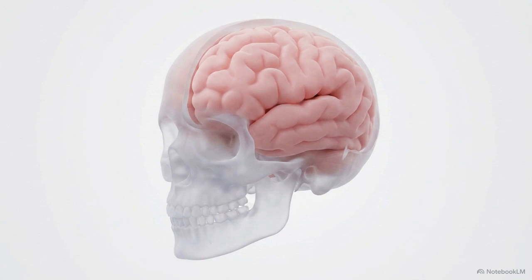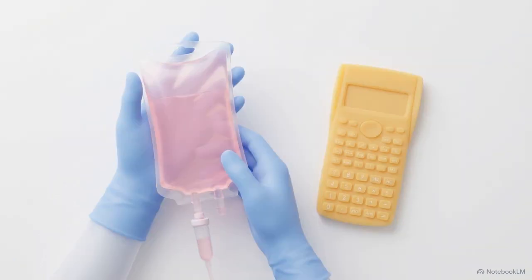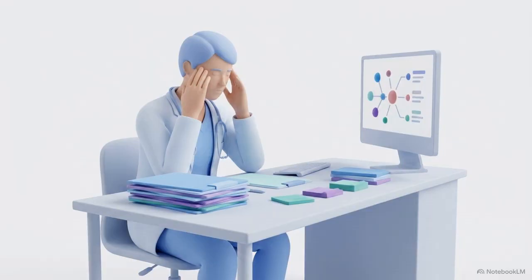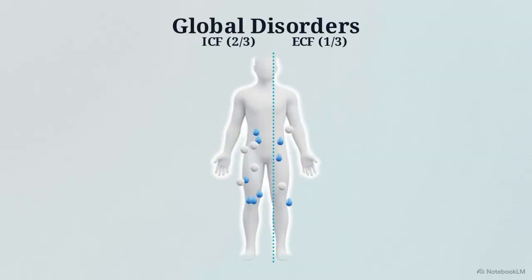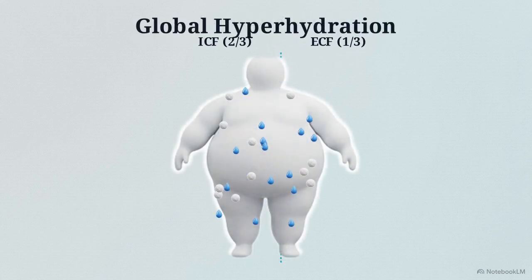While isolating extracellular and intracellular disorders makes them easier to study, real-world pathology is rarely that clean. Patients frequently present with global disorders, where both compartments fail simultaneously. Global hyperhydration involves total water and sodium retention across all tissues. Global dehydration is the massive loss of total body water alongside a severe sodium deficit.